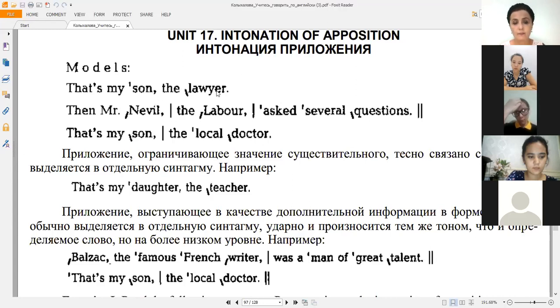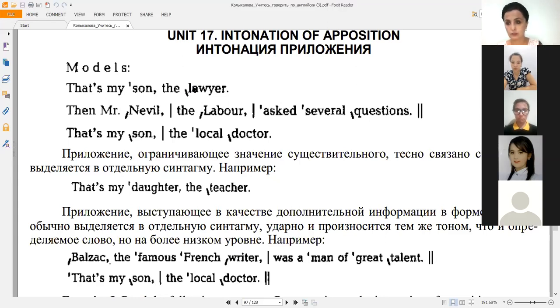That's my son, the doctor. Here, there is only one final intonation group. Yeah? One final intonation group, low fall here only, because there is no additional information about the noun. The meaning of the noun is limited here. Pay attention to this one. If you want, you may give some examples of your own, of such kind, because it will be easier for you to check whether you have mastered this knowledge or not.